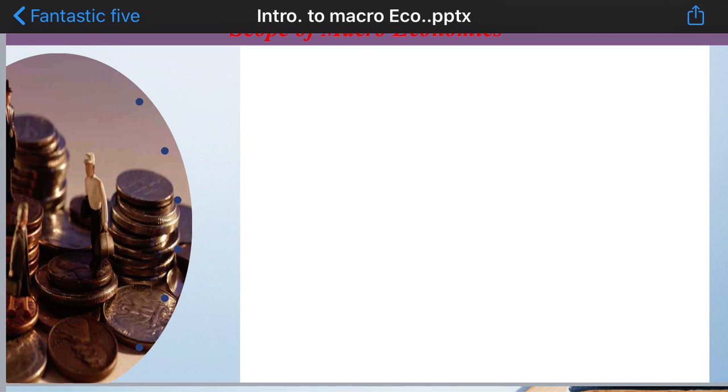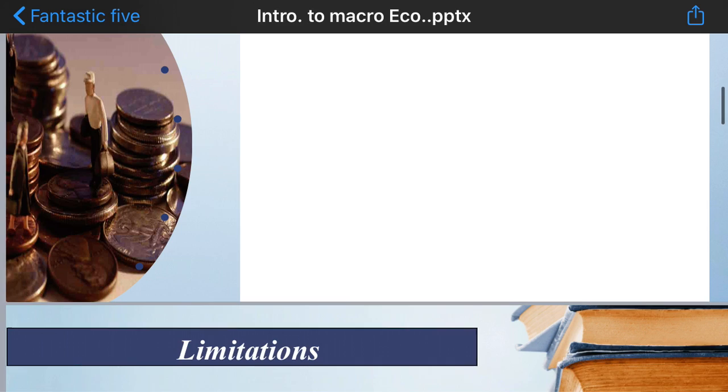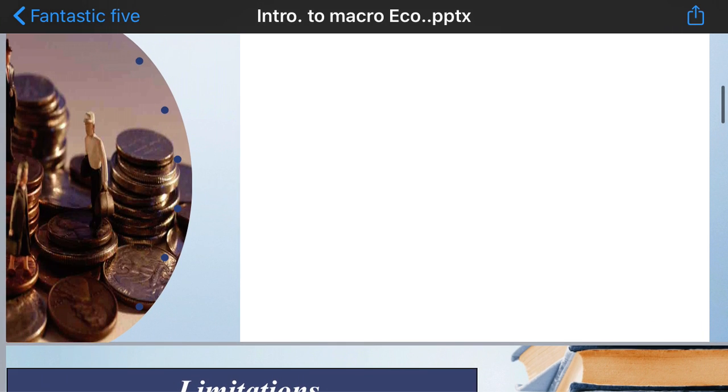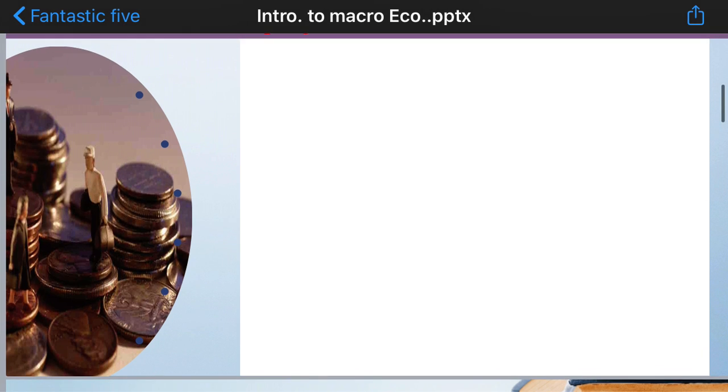1, national income. 2, inflation. 3, business cycle. 4, poverty and unemployment. 5th one, economic growth. And 6th one, economic policies. So where can macroeconomics be used? Macroeconomics helps us to measure the national income.